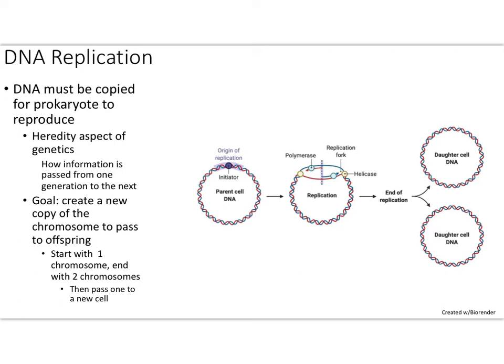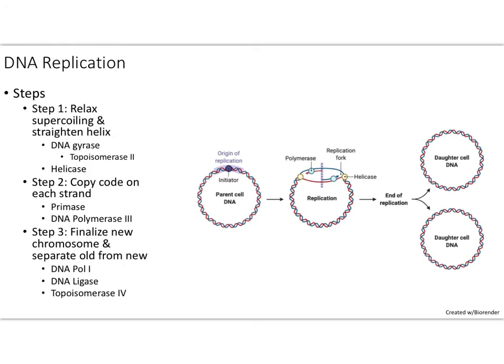The goal of DNA replication is to create a second copy of the chromosome to pass off to offspring. At the beginning of the process, there will be one chromosome and potentially a couple of plasmids. And at the end of the process, there will be two chromosomes, so two copies of the same chromosome, and maybe copies of the plasmids as well, but maybe not. The key thing really is making sure that chromosome gets replicated.